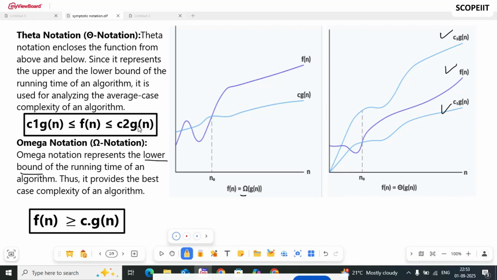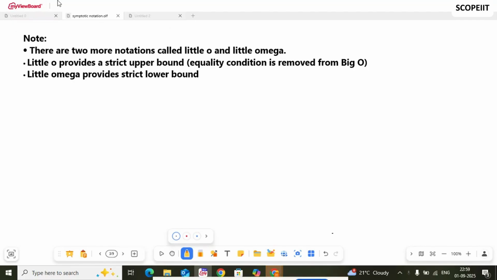If you know this equation, you can even draw the graph by yourself. Understood? If you read the definition, in big O notation we said upper bound, in omega notation lower bound, so in theta notation we have a combination of upper bound and lower bound. One more point you should make a note of: as I told you, there are three main asymptotic notations, that is big O notation, omega notation and theta notation.